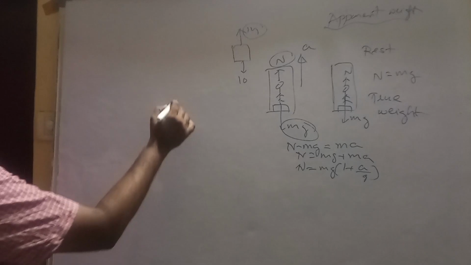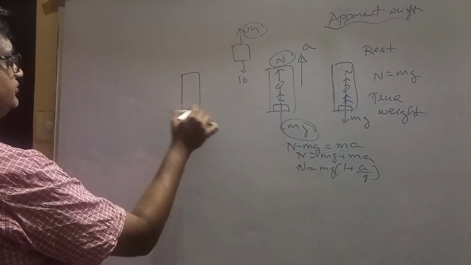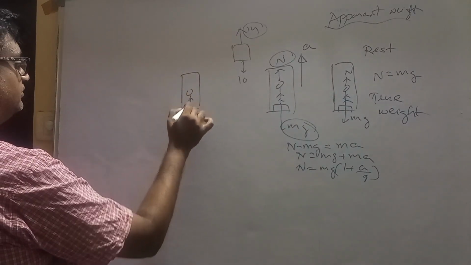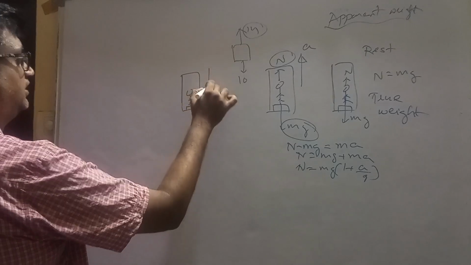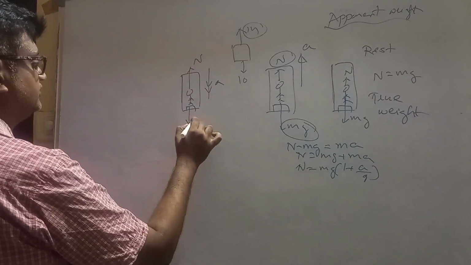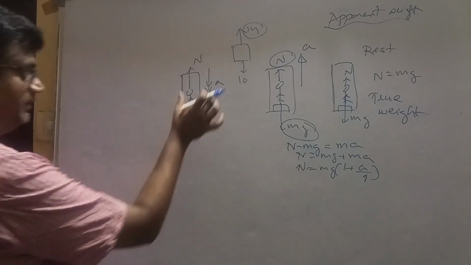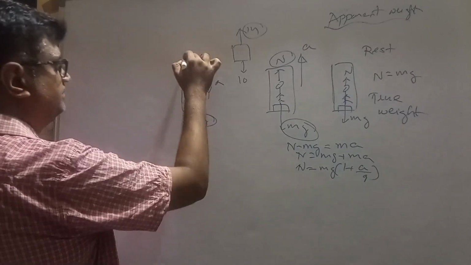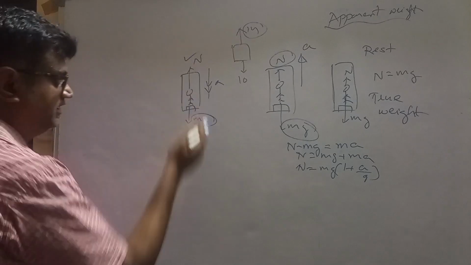Suppose the lift is going down with the acceleration. Alright. So now the lift is going down with acceleration. Draw the free body diagram. N will be in the upward direction, mg will be in the downward direction. Because the lift is going down, this force will be more than this, there is a net force. That is why the lift is going down.